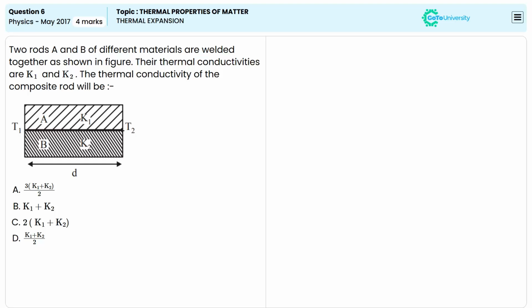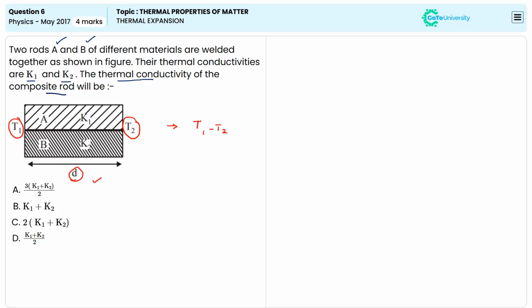What will be the value of thermal conductivity of the composite rod given in the question? The composite rod was produced by joining two rods of different materials, and the thermal conductivity of each rod is given as K1 and K2. In the diagram, they represent the temperature on the left side as T1 and the right side as T2. So we can say the temperature difference here is T1 minus T2.